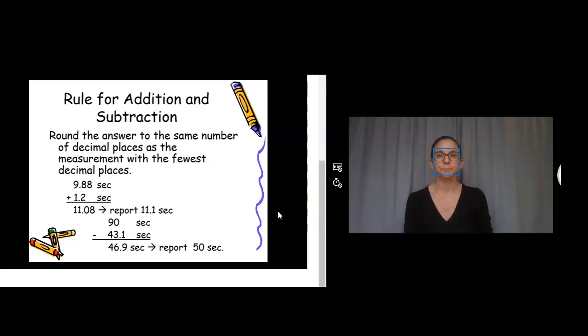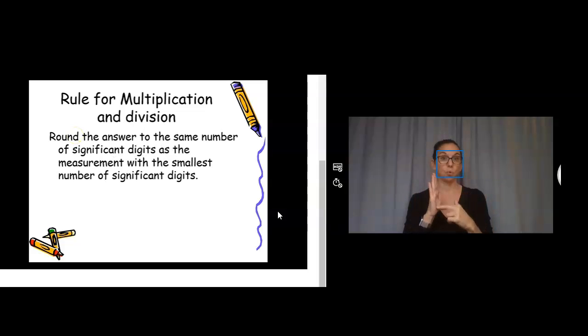All right, let's move on to the last rule. The rule for multiplication and division, which is slightly different than addition and subtraction. In this case, you're going to do your multiplication and division like you always have, but when you get your answer, you're going to round your answer to the same number of significant digits as the measurement with the smallest number of significant digits. Okay, so you're not looking at decimal places here, you're looking at the total number of significant digits. So let's take a look at this example.